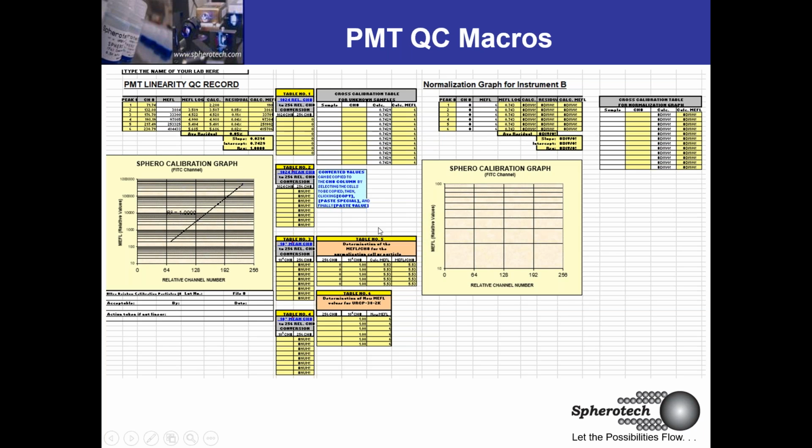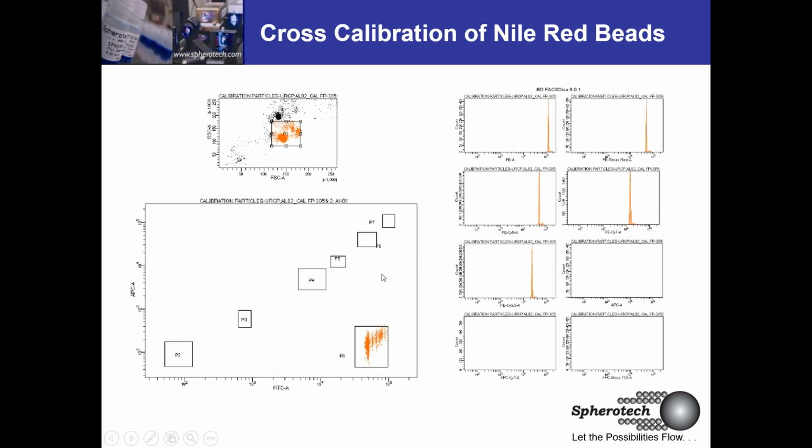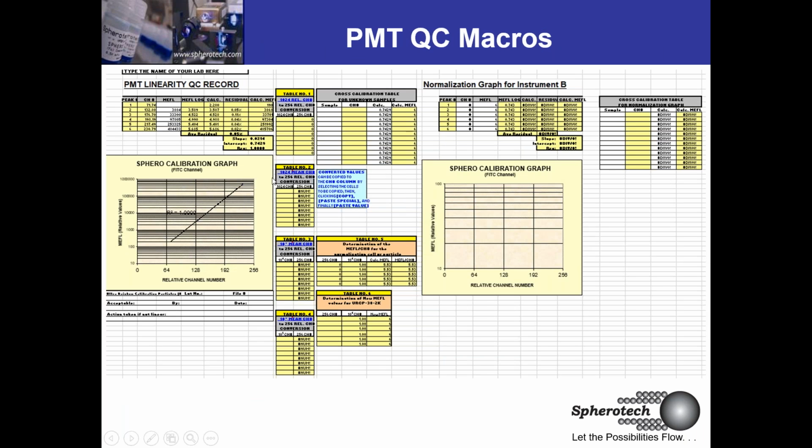But as you can see, we can also normalize different instruments. And we're going to get into this cross-calibration table in a second. Okay, so back to my data, right? Let's jump into the cross-calibration table now.